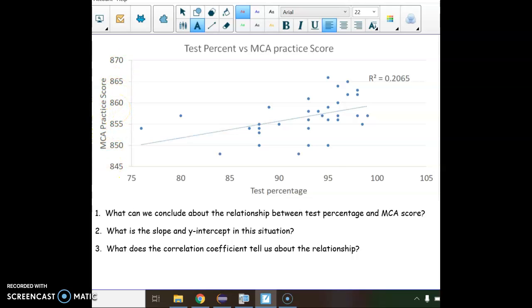But anyways, you can see this student here got about 95 on their test and about 850 on their practice MCA. So 3 questions for you. Try them, and then we'll go through the answers.